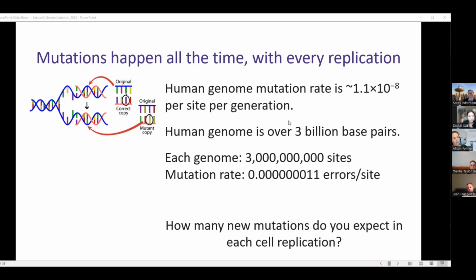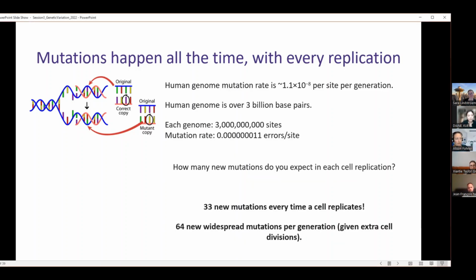So about half of you got the correct answer, which is that we expect 33 new mutations to show up every single time a cell replicates. So that's a lot. Even though we have a very effective replication mechanism, because we have so many sites to copy, there are a lot of differences in the DNA when we're comparing one cell to the next.